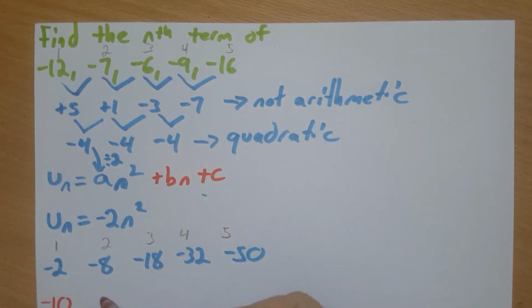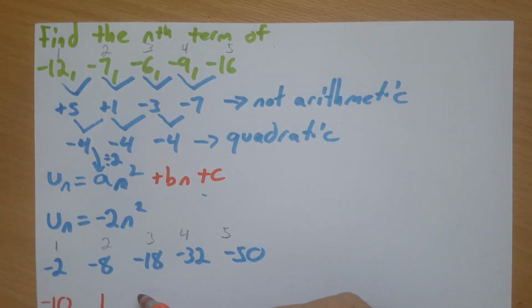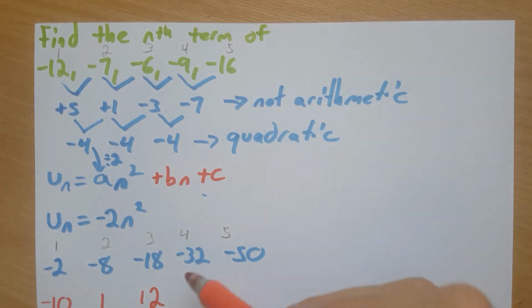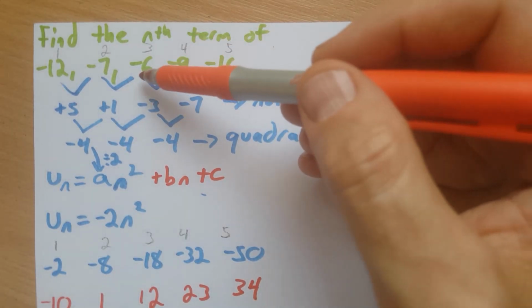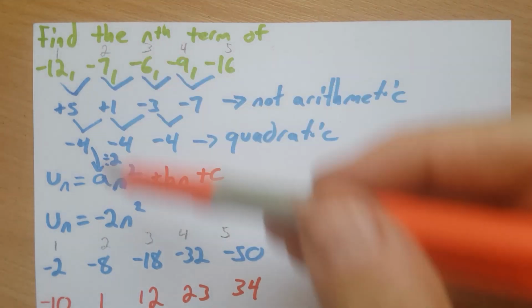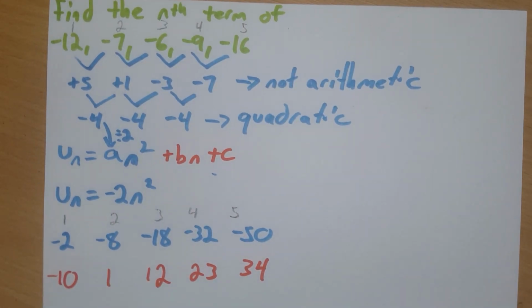And then you do the same thing for all the others. Negative 7 adding 8 is 1. Negative 6 add 18 is 12. Negative 9 add 32, that would be 23. Negative 16 add 50 would be 34. This may be confusing. You may be struggling with adding integers, and I invite you to pause the video and make sure that these actually work out, okay?